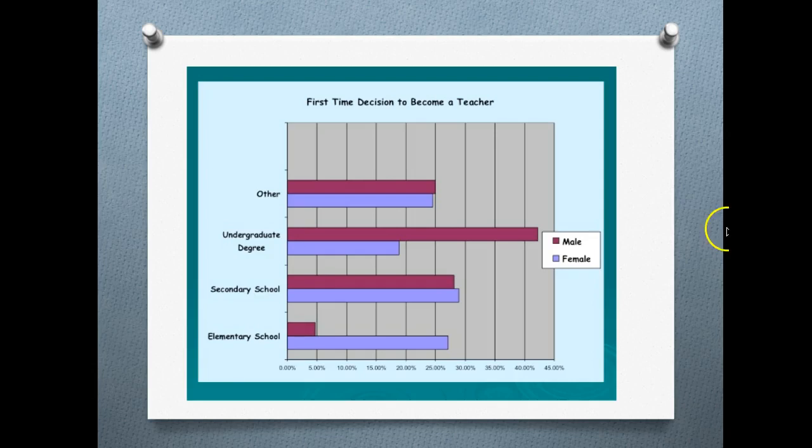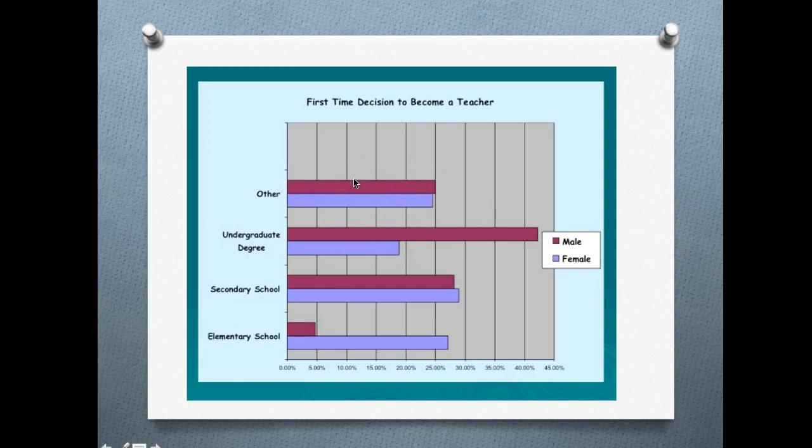And so of the males and females, many more females decided than males during elementary school. About a similar number, although slightly more females, decided during secondary school, and a substantially larger population of the sample of males decided to become teachers during their undergraduate degree. And then we have an equal number of others.